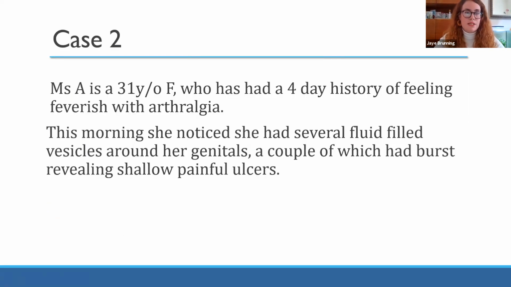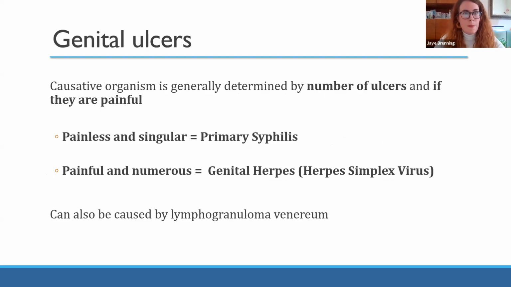So case 2 is Ms. A, who is a 31-year-old female who's had a 4-day history of feeling feverish with arthralgia, so pain in the joints. This morning, she noticed that she had several fluid-filled vesicles around her genitals, a couple of which had burst, revealing shallow, painful ulcers. So the presenting complaint that we're going to talk about now, which is also common in gum clinics and your single best answer questions, is genital ulcers.